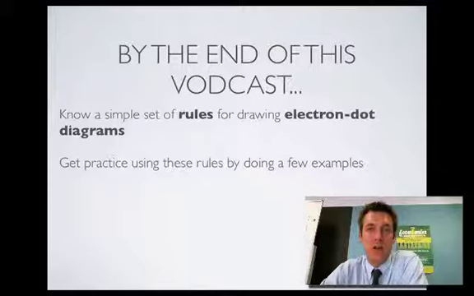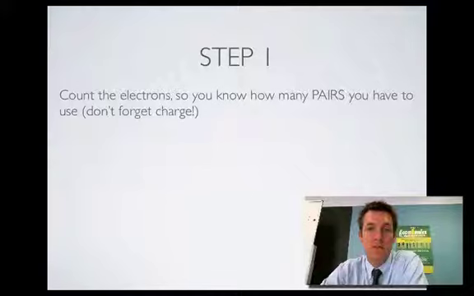So by the end of this film you should know those rules and practice using them, using a few examples at the end of the film. Okay, so here are the rules. I'm going to go through these quite quickly because you can always pause and rewind. So step one is to count the electrons that you've got. This will make more sense at the end when we go through the examples with each slide.